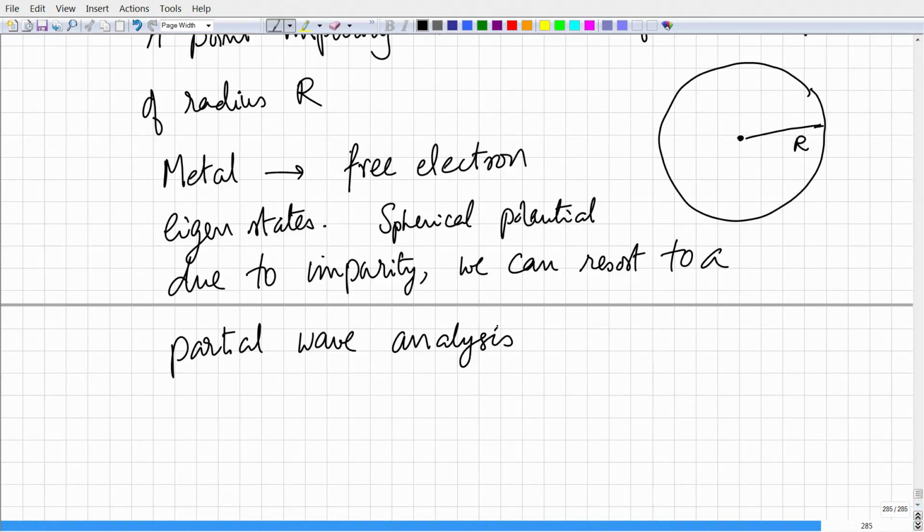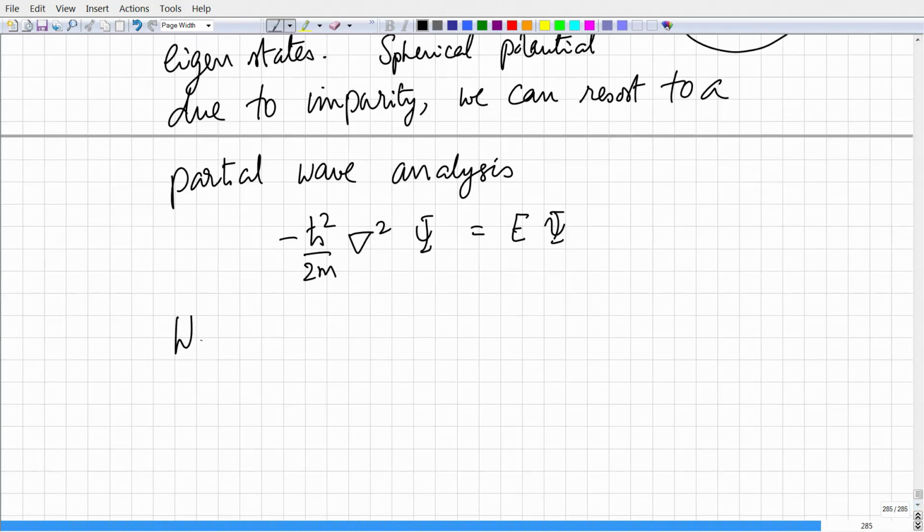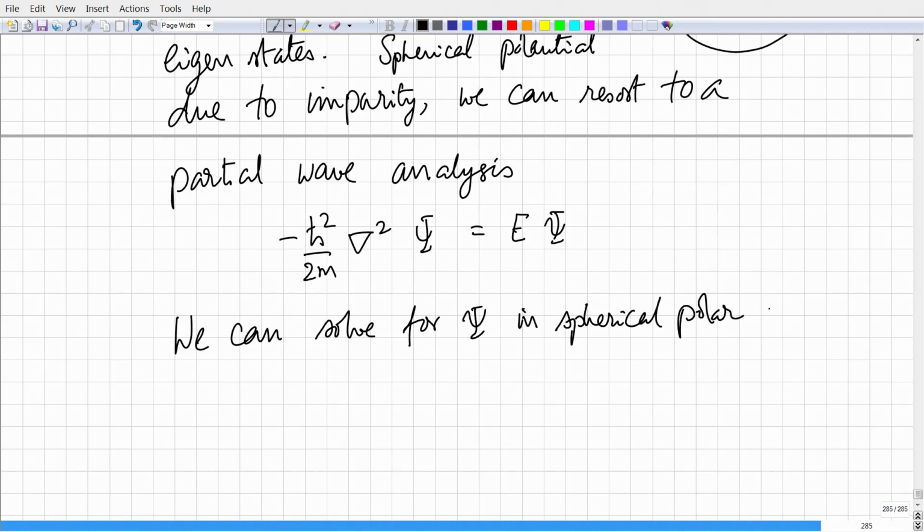In the absence of the impurity, the Hamiltonian is simply minus h cross squared by 2m del squared, and the eigenvalue problem is this times psi is equal to E psi. We can solve for psi in spherical polar coordinates. We had done that while discussing the augmented plane wave method and the Green's function method. So, it is nothing new.